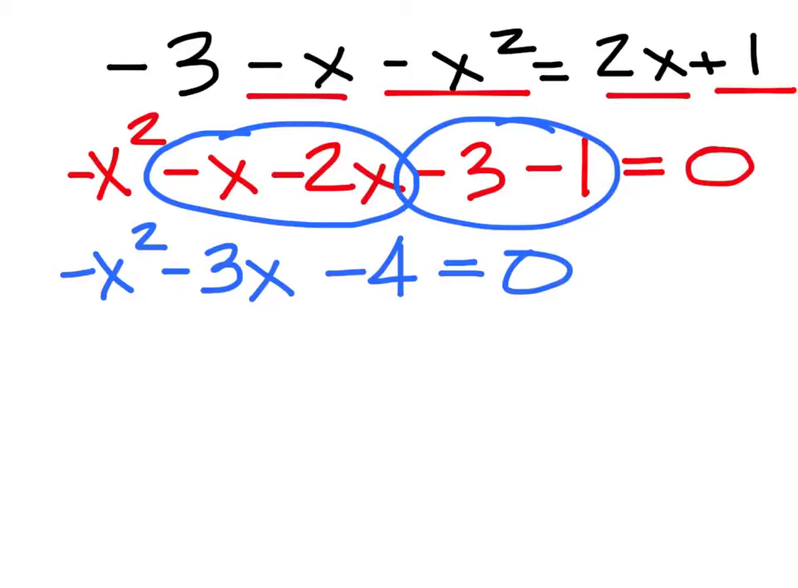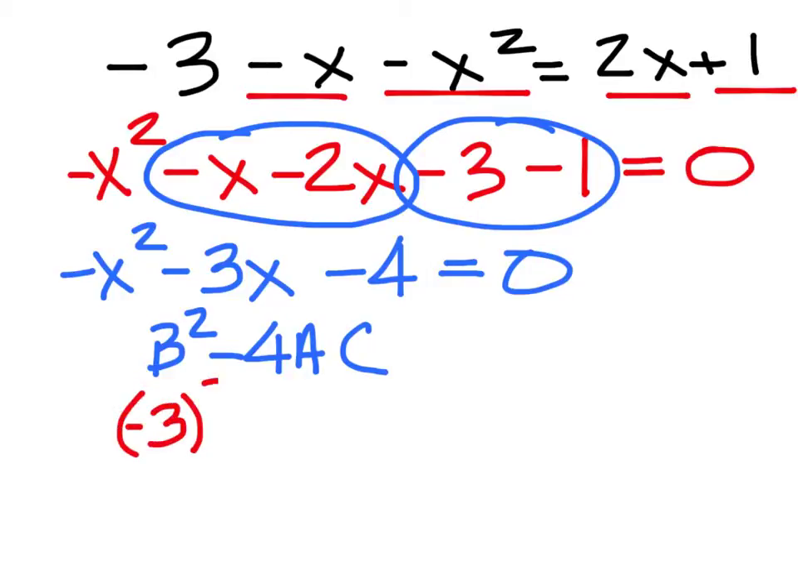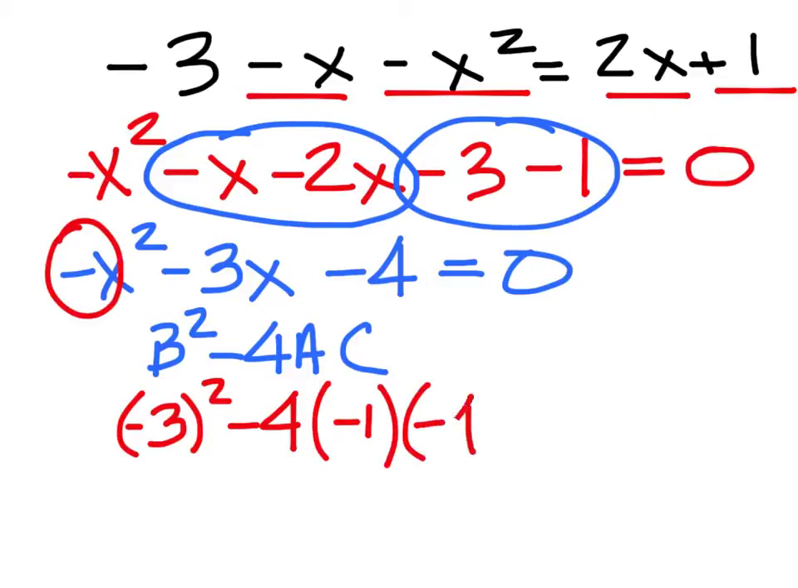Nope. All right, discriminant. What is the formula for the discriminant? B squared minus 4 times AC. Yes, B squared minus 4AC. B is what? Negative 3. We will square that, subtract 4 times what is A? Negative 1. Negative 1, that comes from here. And C is negative 4, that comes from there. Of course, the B was from there.